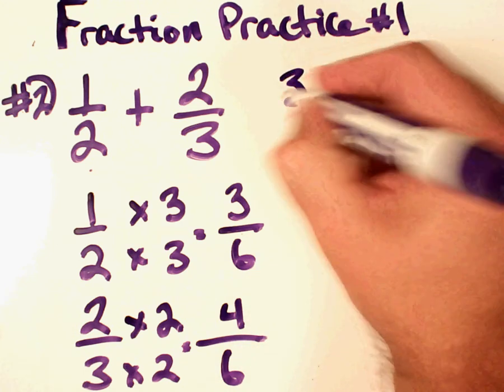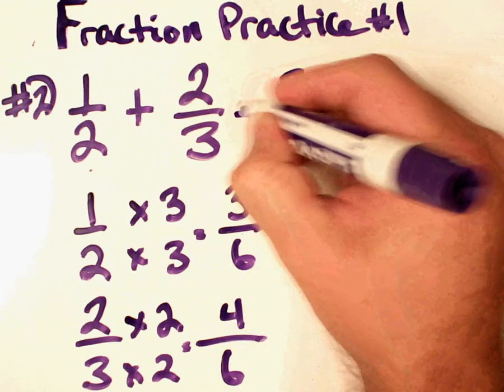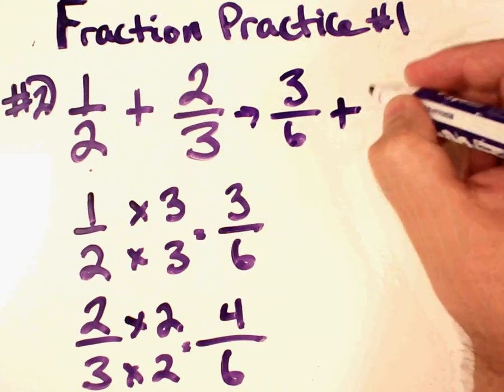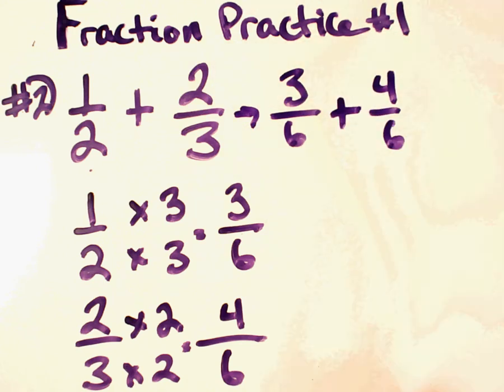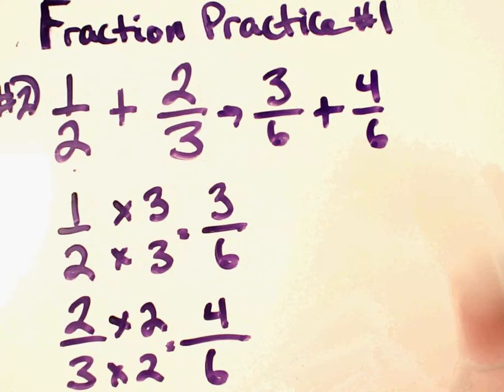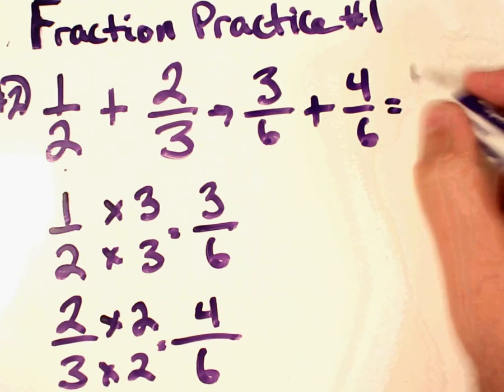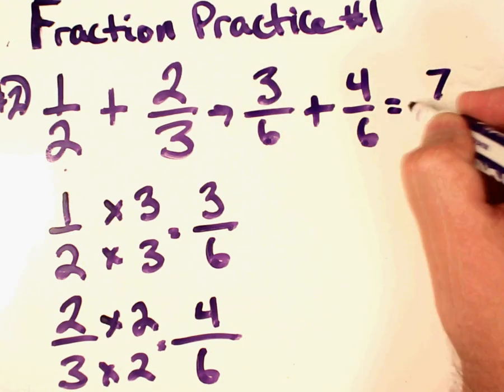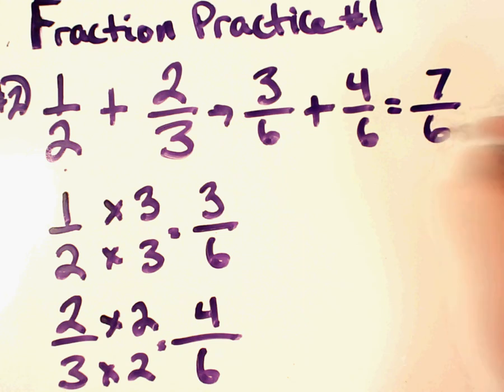So I'm left with 3/6 plus 4/6. I add my numerators to give me 7. My denominators don't change. And so my answer is 7/6.